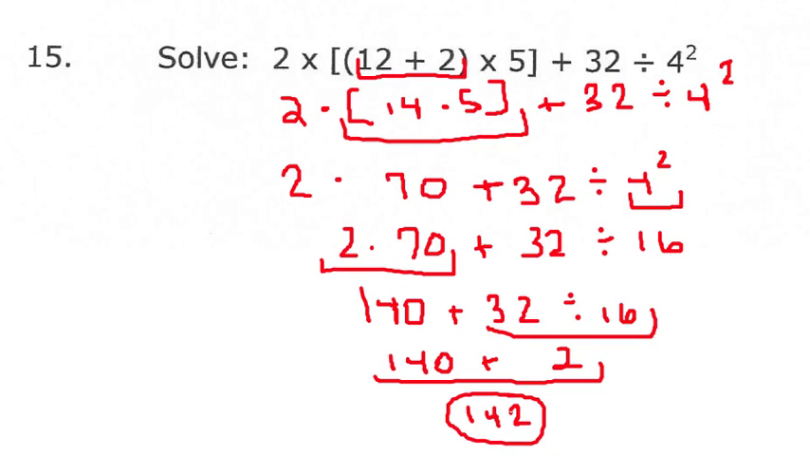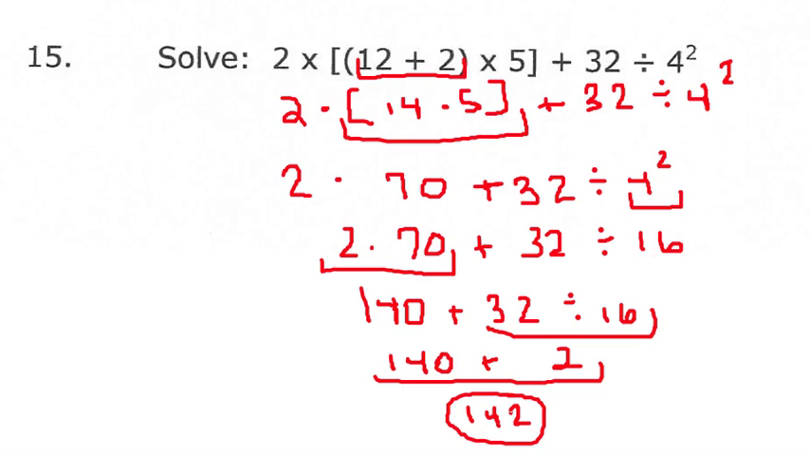So with this problem, the first thing we have to do is work from the inside out. So 12 plus 2 is 14. Then we have to go 14 times 5, which is 70. Next we have to do our exponents. 4 squared is equal to 16.